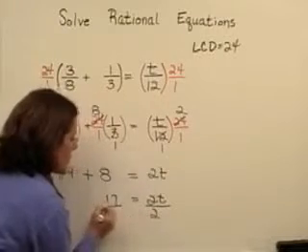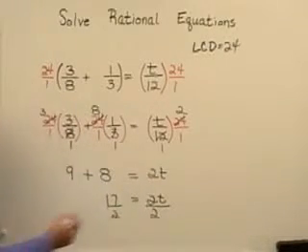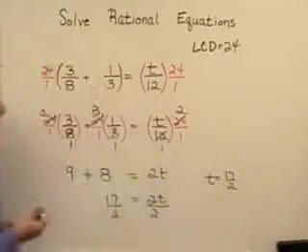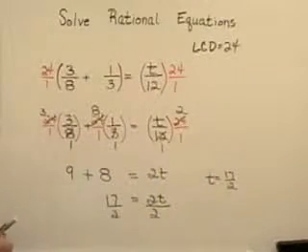by, in this case, finally, dividing both sides by 2. My answer for this problem is t equals 17/2, or if you wanted to go ahead and call that 8.5.